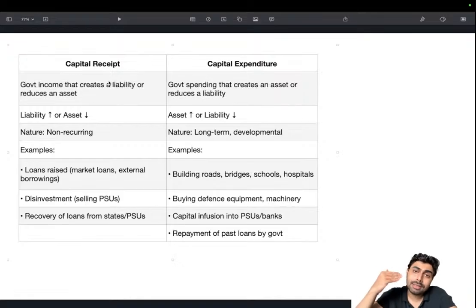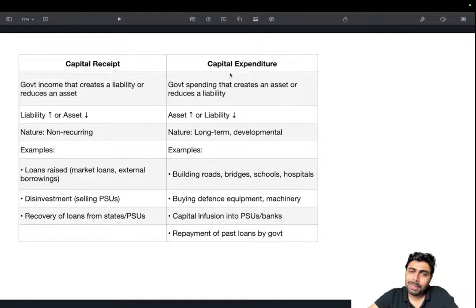Why are we doing this? We are doing this either to reduce our liability or to raise money at the cost of reducing assets or creating liability. Okay, we are raising money. That's the basic purpose of capital receipt.